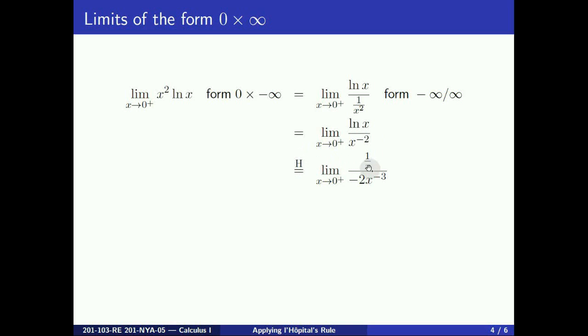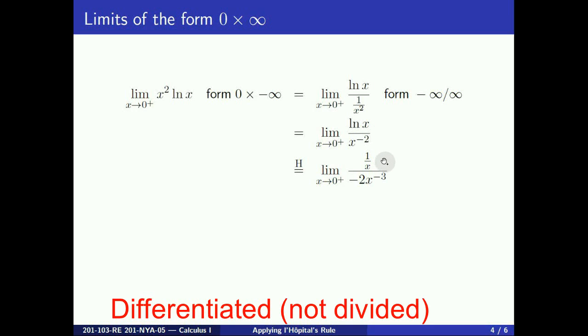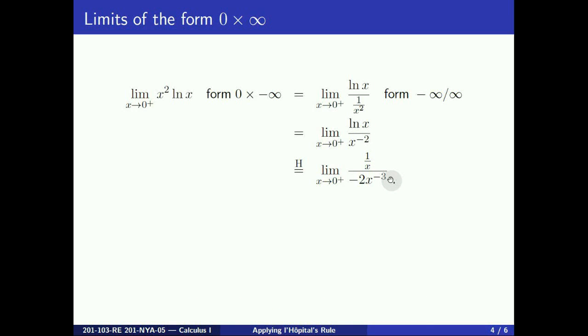So doing that, and notice the little h above the equality sign to indicate that I'm applying L'Hôpital's rule, we get the limit of 1 over x divided by minus 2x to the minus 3. So we've differentiated the numerator and the denominator and taken the ratio. And we can write that as x to the minus 1 over minus 2x to the minus 3. Now simplifying the powers of x gives minus x squared over 2. And as x approaches 0, this approaches 0 over 2, which is just 0.